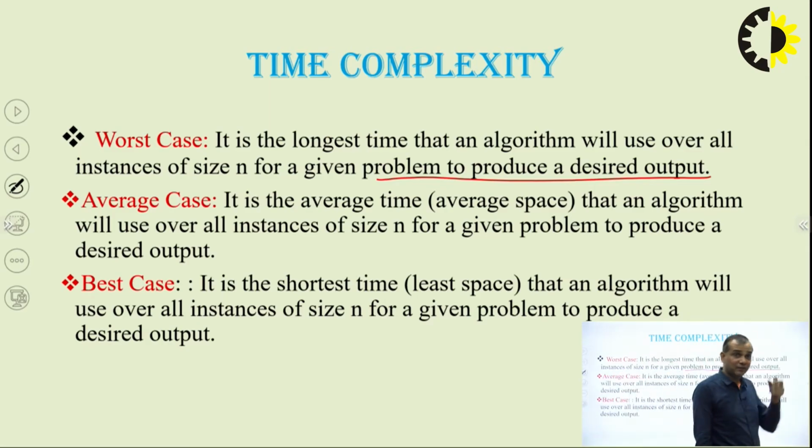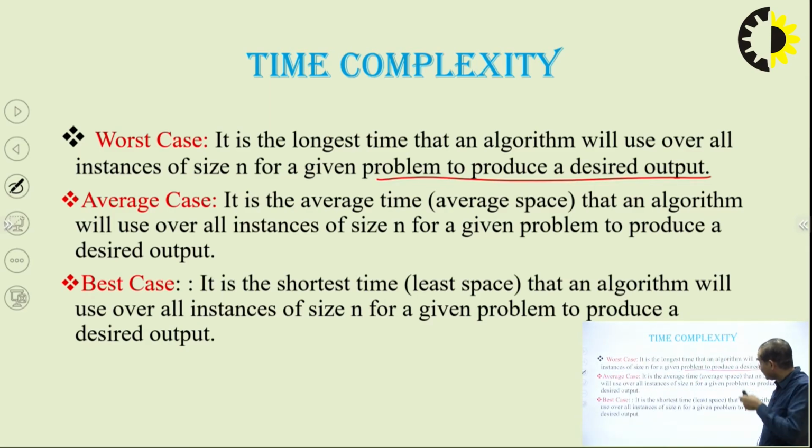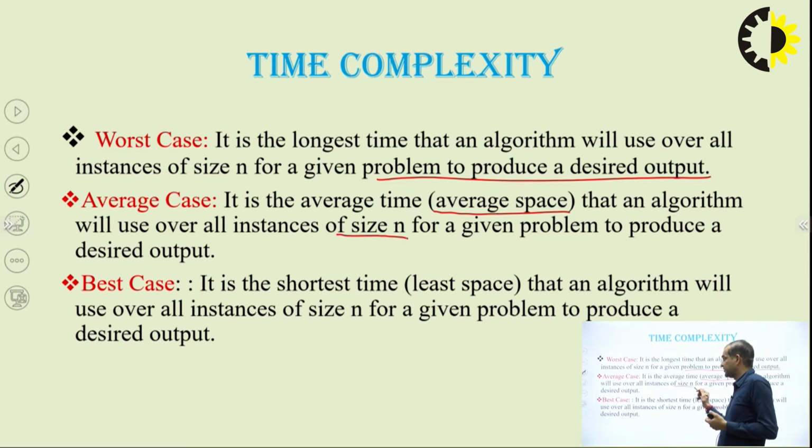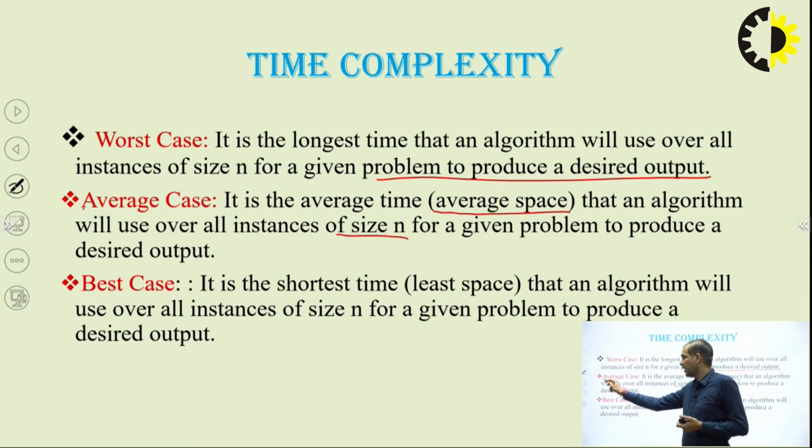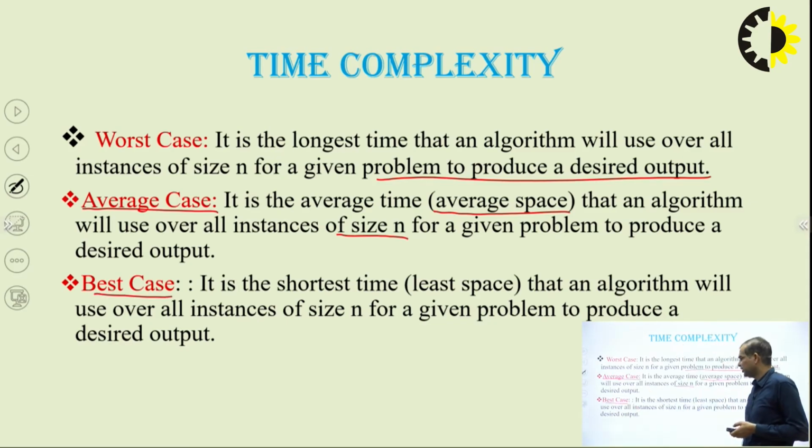And what is the average case? Here it takes the average number of steps to solve a problem of given size n. Then we define this as our average case. And what is the best case? It means it will take the minimum number of steps. So this is known as the best case. So when we write an algorithm, it is defined by three types of cases: the worst case, the average case, and the best case.